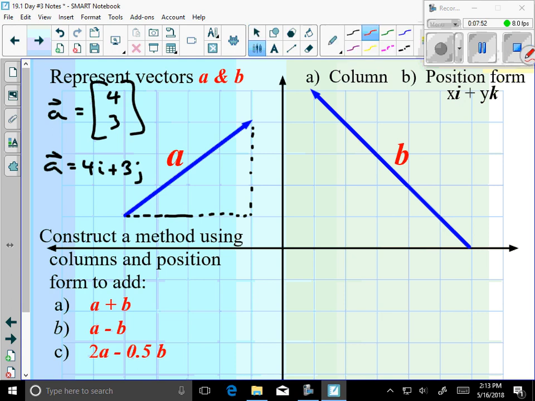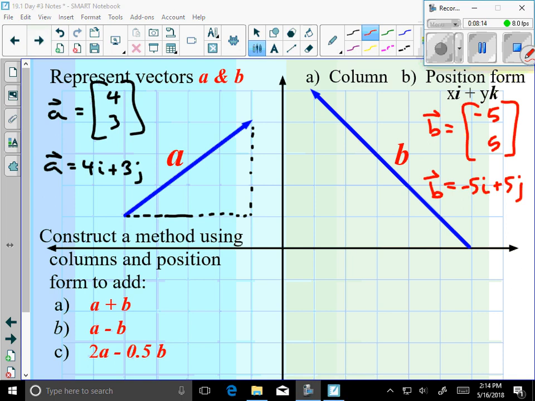Okay, for vector B, what's different about vector B? Goes left, -5, and then up 5, right? Either form, vector in column form or vector in component form will work. Yep, good point. Had someone catch this? That should be xi and yj. Thank you, sir.